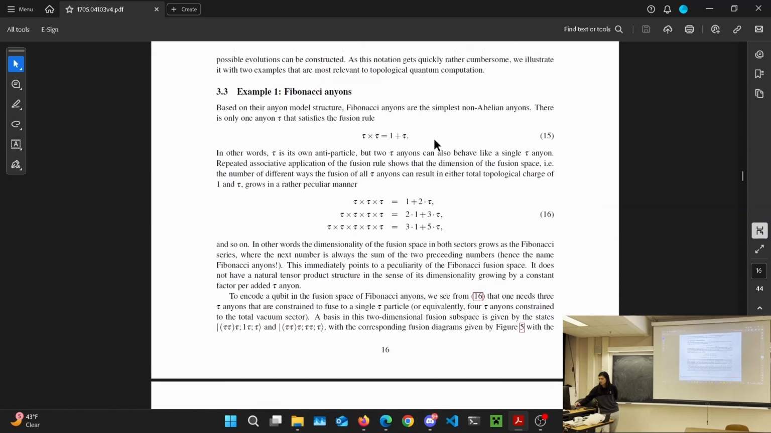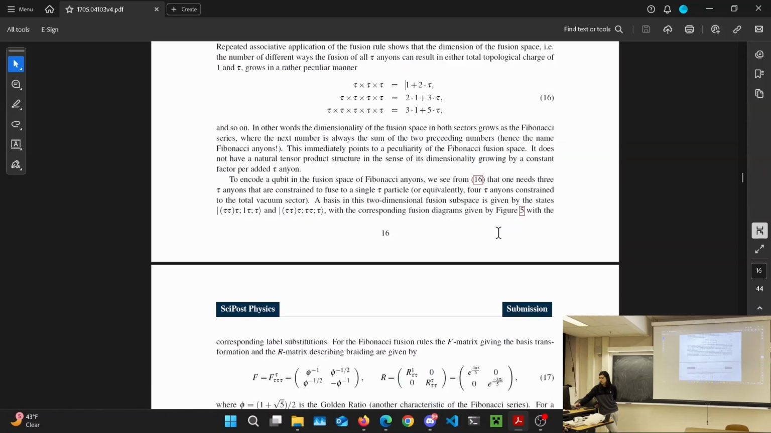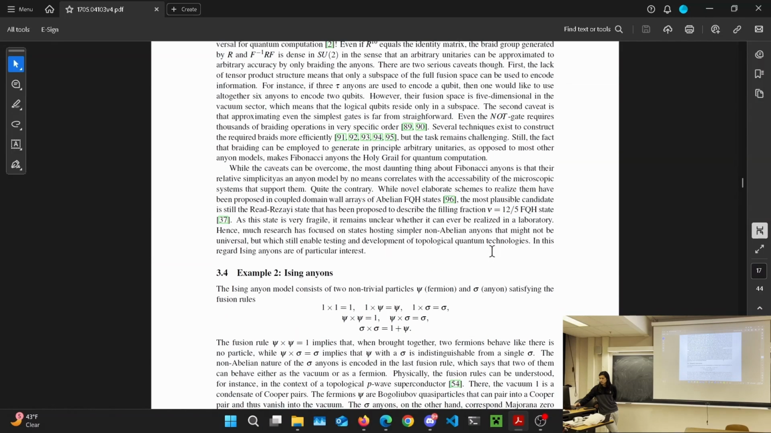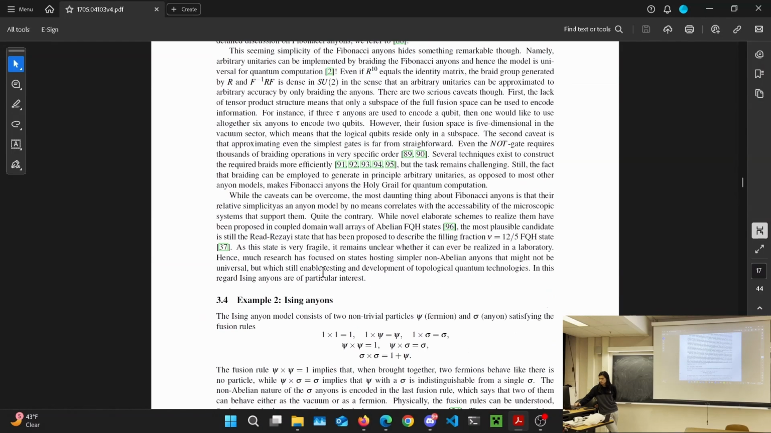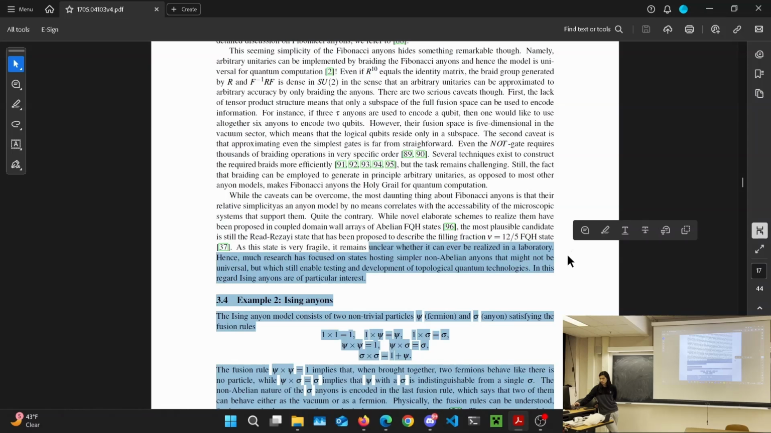Also, the reason why Fibonacci anyons are called Fibonacci anyons is because of how the number of ways they can fuse grows with the number of anyons you have. So 1, 2, 3, 5, etc. And it's unclear whether it can ever be realized in a laboratory.